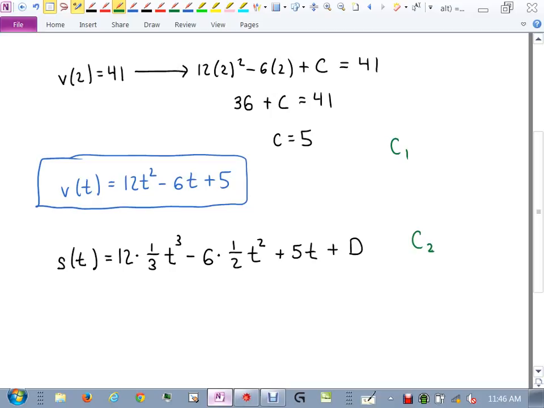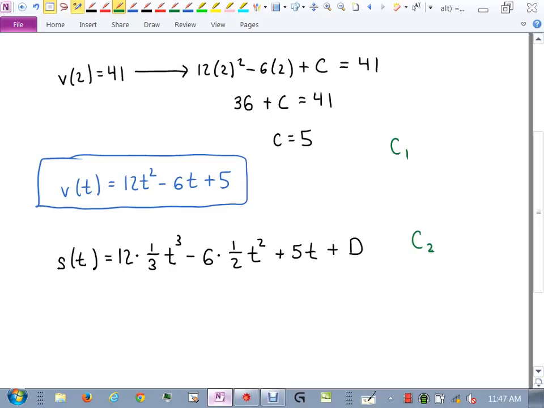What's going to happen? You're going to run out of letters, right? If you start using c and d and e, you'll run out of letters. You only have 26 to work from. You're already using some here, so you run out. But if I subscript c1, c2, c3, I will never run out of constants.